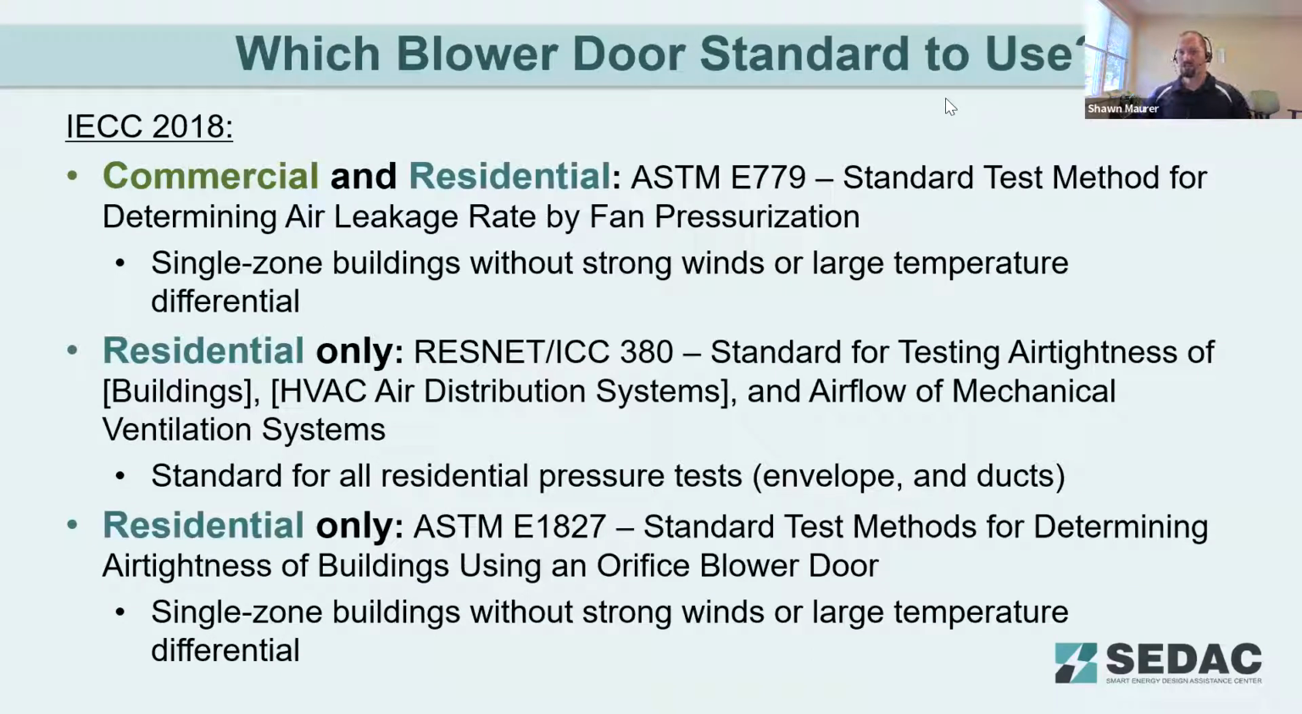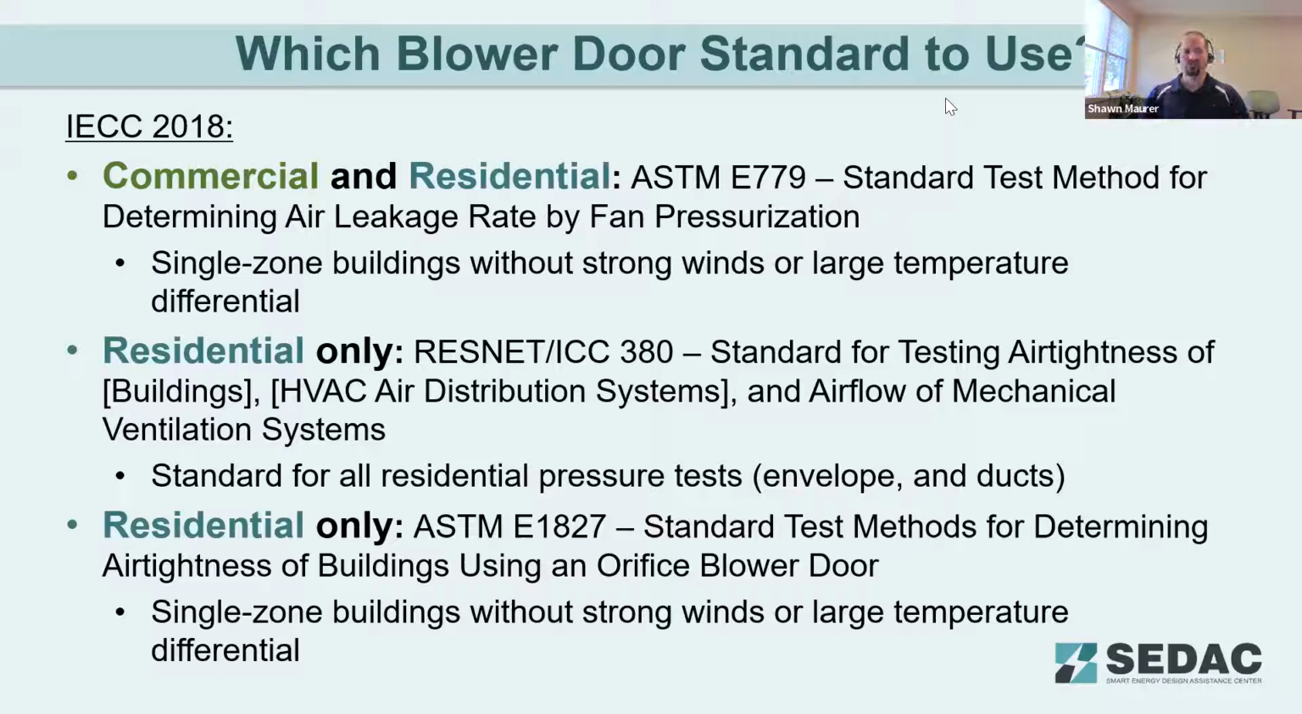So which testing standards should be used? In general, most of these are about the same. There's very little difference between them. The big difference is the ResNet IECC standard 380 also includes residential pressure testing for duct and HVAC systems, as it encompasses more of the entire building testing standards, where ASTM E779 and ASTM E1827 are both blower door test standards.